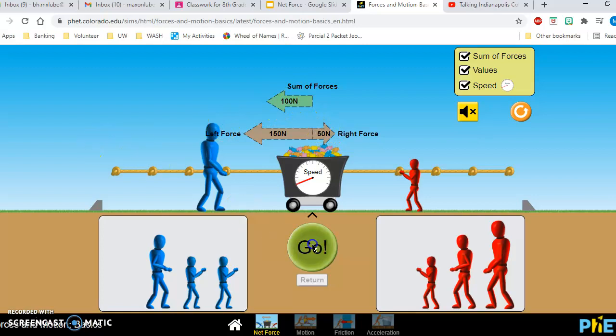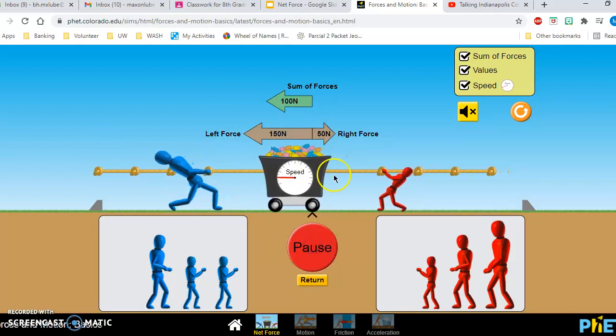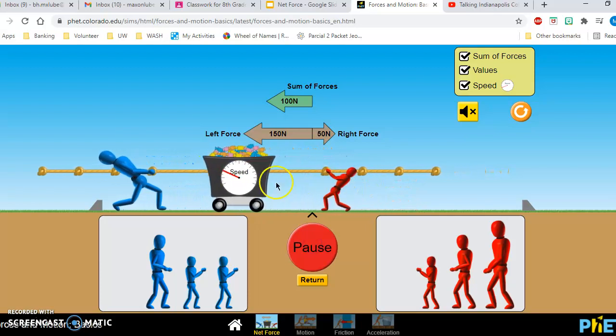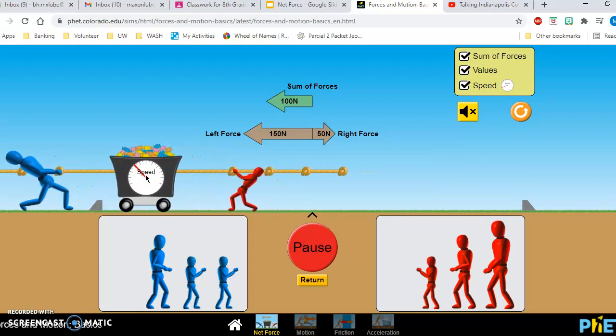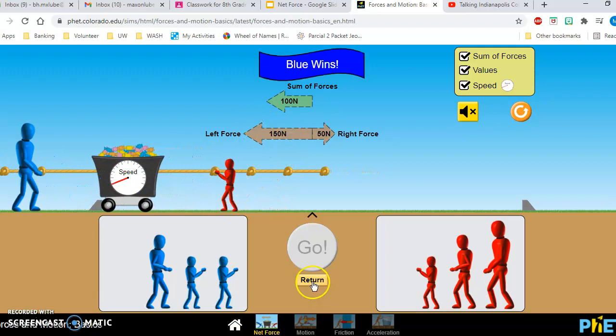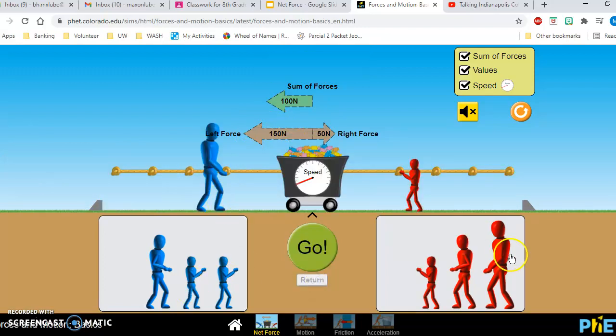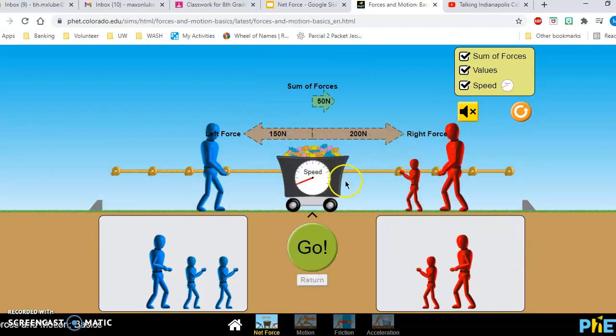If I hit go, we all know that our big person is going to pull more than our little person, and we can see that going to the left because we have an unbalanced force. Let's look again. What if we put a big person on this side? So now, since they're pulling together, we get the force of one person, which we said was 50, plus the force of a big person, which is 150. We add them together to get 200.